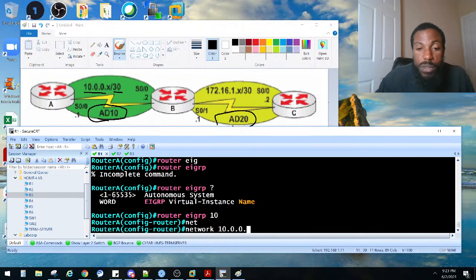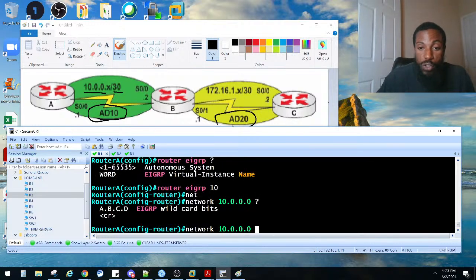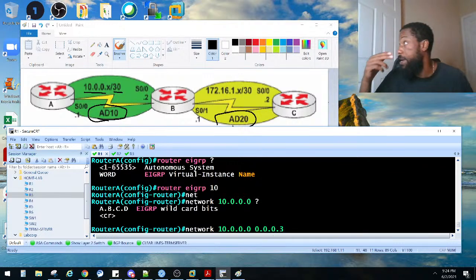So, 10.0.0.0 network /30 subnet, right? Can you do the wildcard bits? Yes. So 0.0.0.3. Remember, wildcard bits is the reverse of a subnet, right?